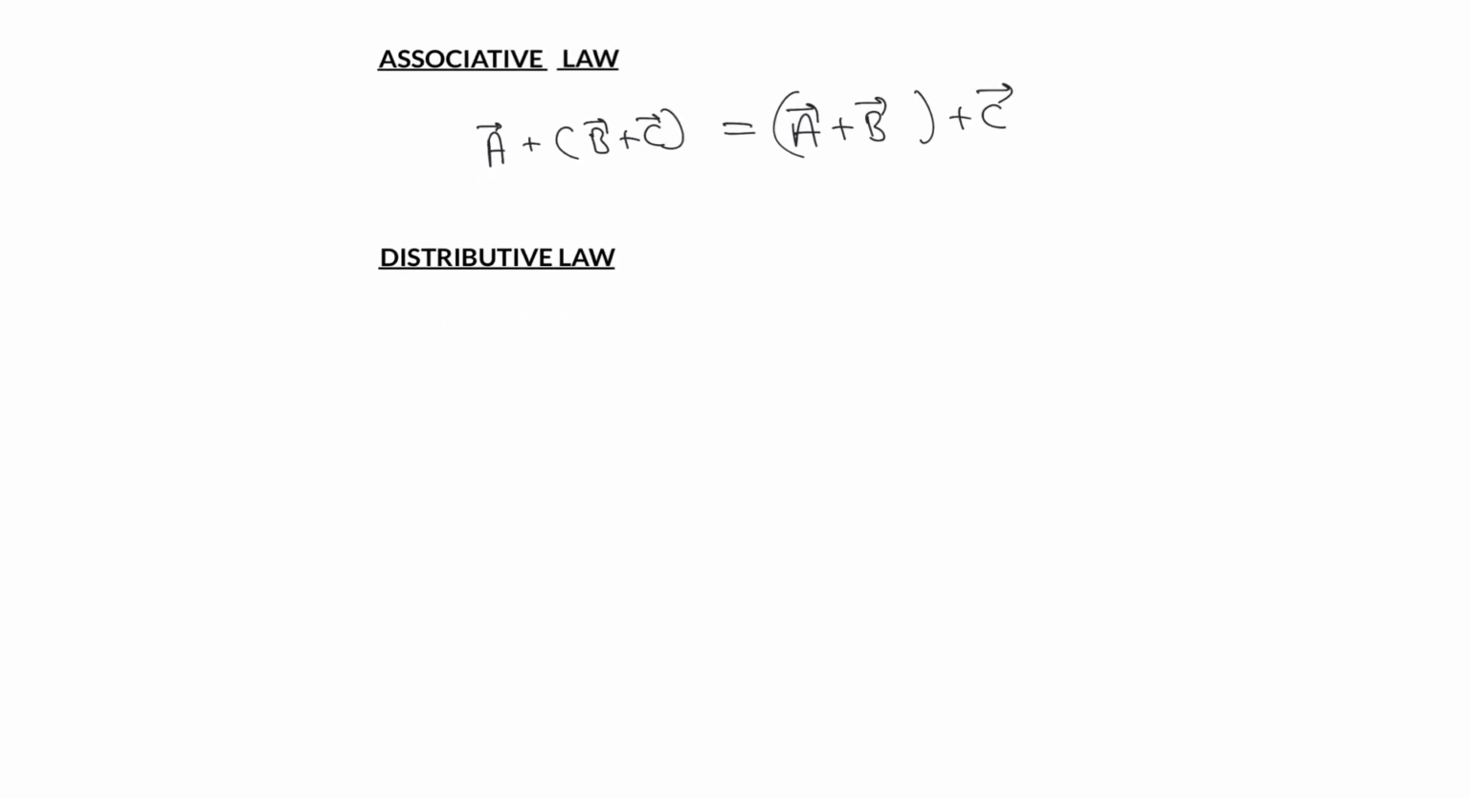Now we'll check whether it is going to obey that distributive law. If you are having a constant, let's say m into a vector plus b vector, we'll get the same result if you are going for m into a vector plus m into b vector. So we can say that over here it is obeying that distributive law also.